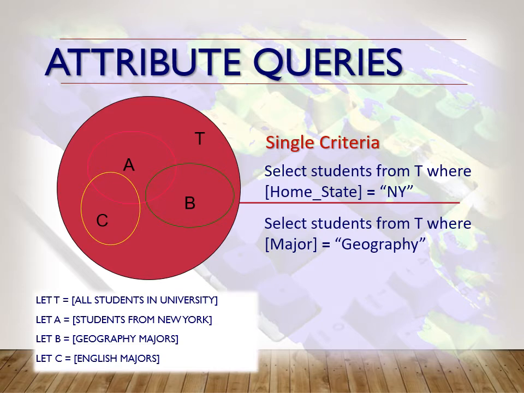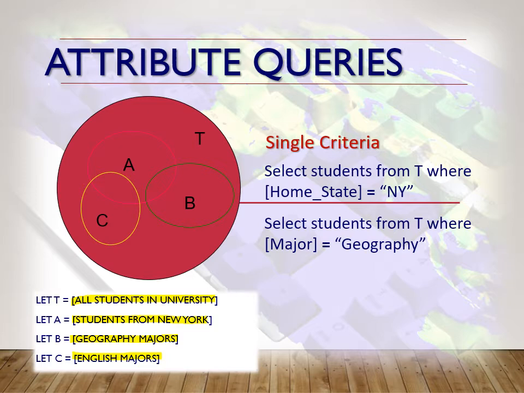Okay, so let's understand an attribute query using Venn diagrams. Let's say that T represents all students in a university. A is students from New York, B, geography majors, and C, English majors. Notice that T represents, of course, all of the university students.